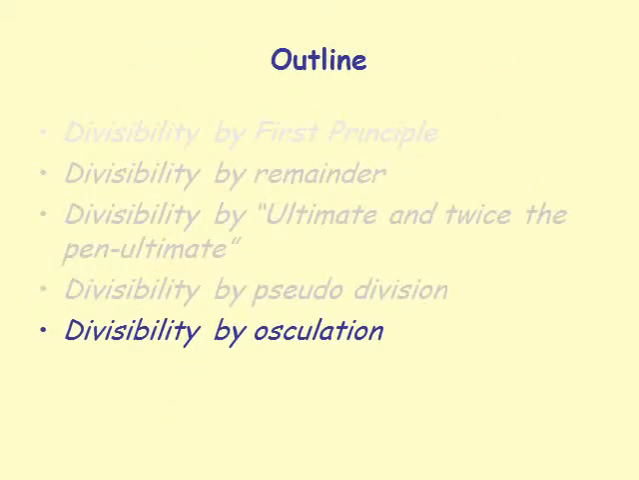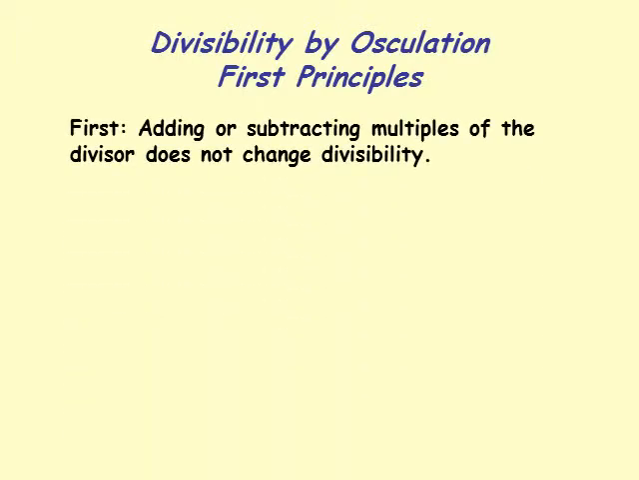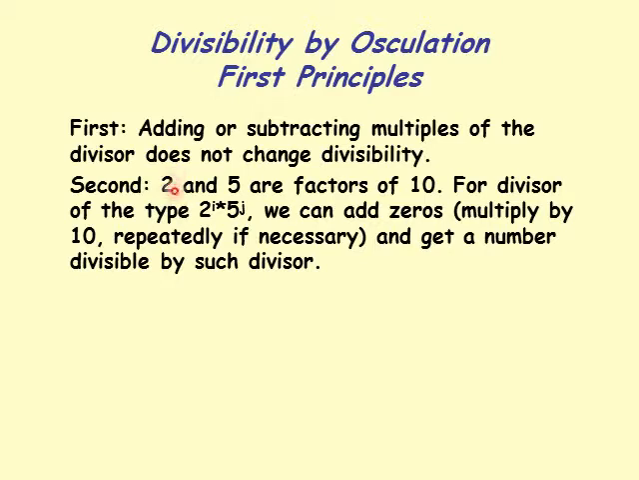With the next section here. The next section is divisibility by osculation. Let's look at some first principles involved here. First, adding or subtracting multiples of the divisor does not change divisibility. Second, 2 and 5 are factors of 10. For divisors of the type 2 raised to the power i times 5 raised to the power j, so multiples of 2 and multiples of 5, we can add zeros. When we add zeros to the right, we are multiplying by 10, and we can do that repeatedly if necessary and can get a number to become divisible by such a divisor.